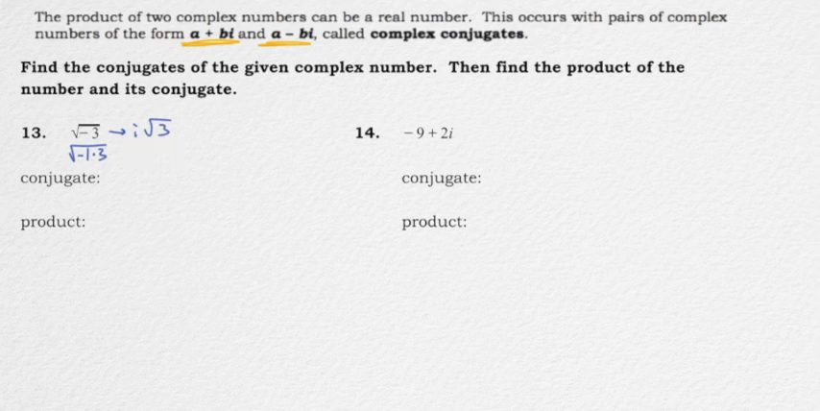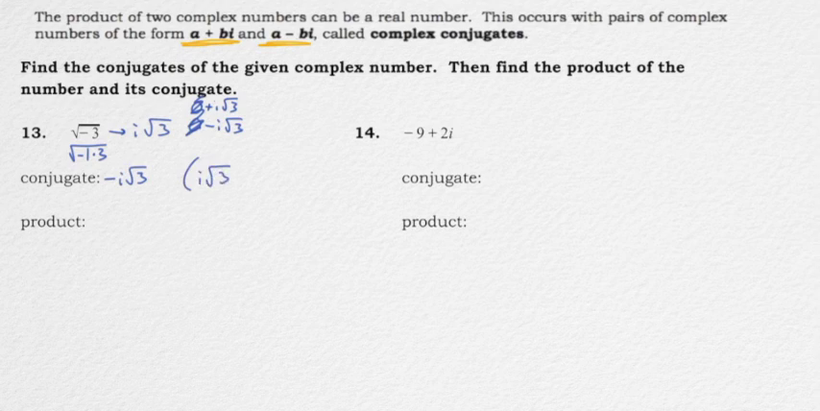And again, this is weird because there's no real part to this. There's no a, so it's really like this says 0 plus i square roots of 3. So the conjugate would be 0 minus i square roots of 3, but I'm not going to write the zeros in front, so the conjugate is just negative i square root of 3. So now let's multiply these together.